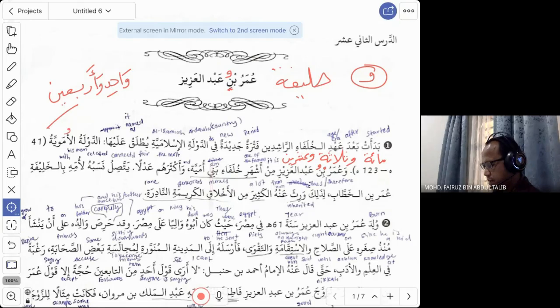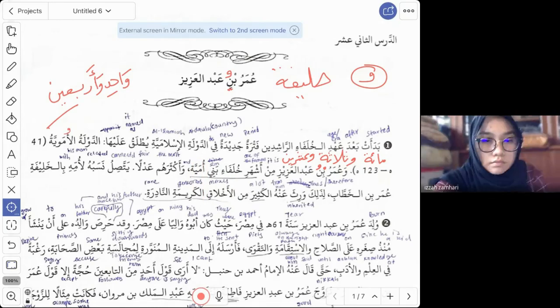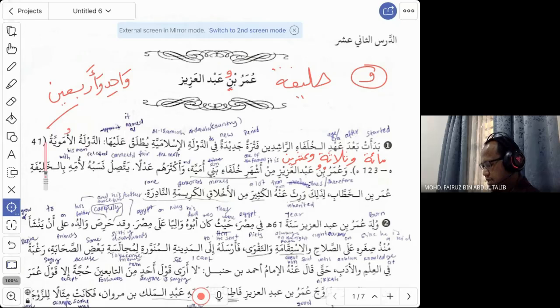So, sons of Umayyah. The country name, Dawla Umayyah, is coined after this person's name. His name is Umayyah, so the country is called Dawla Umayyah. This Umayyah is taken from this guy's name, Umayyah.